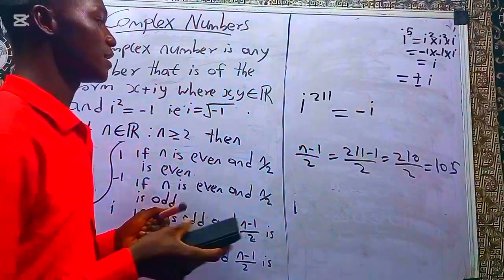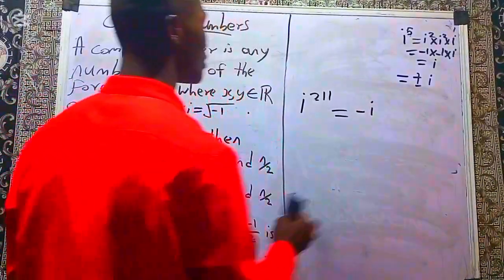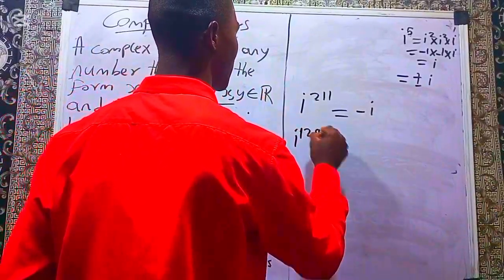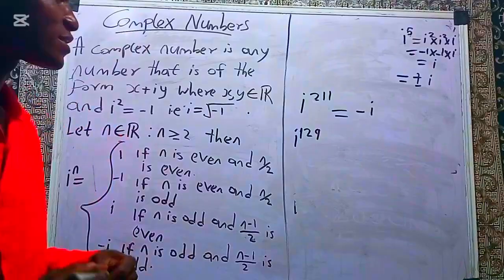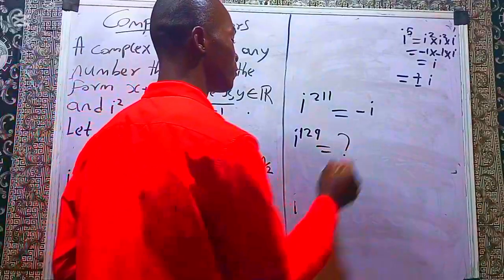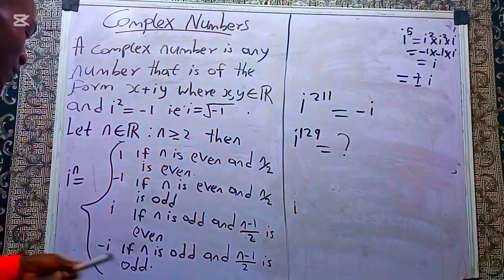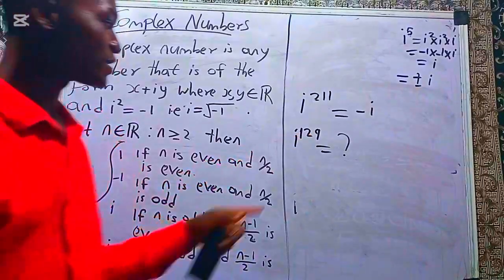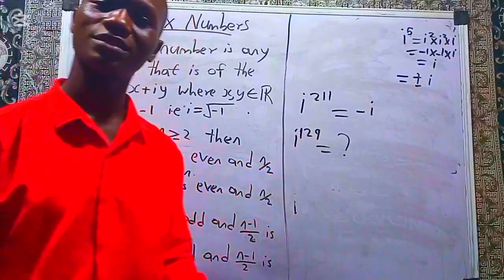So is this one clear? Okay, let's just quickly pick another one. i raised to the power 129 will be equivalent to what? Let's just quickly check. 129, is it odd or even? Of course it's odd. It ends with an odd number, which is 9.